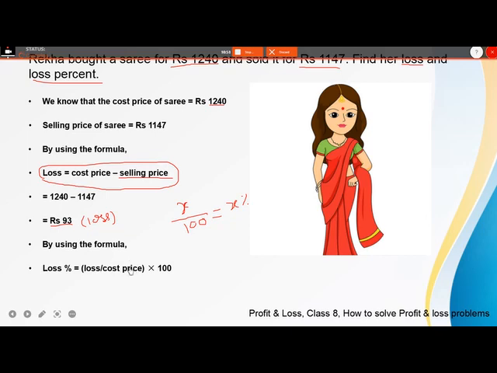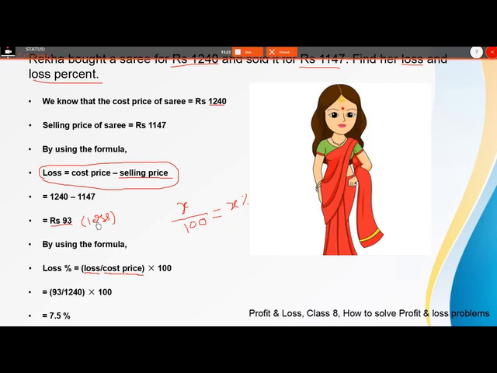So on what price did you have loss? On 93, right? So on 93 upon 1240 multiplied by 100. Same thing we have to repeat. So the answer is 7.5 percentage. Same thing, you have to just think here. That's it. You have to just think only here. Don't make a mistake. You have to take loss upon cost price.